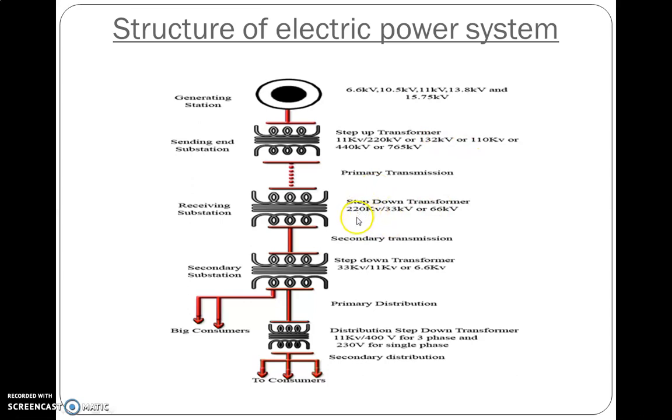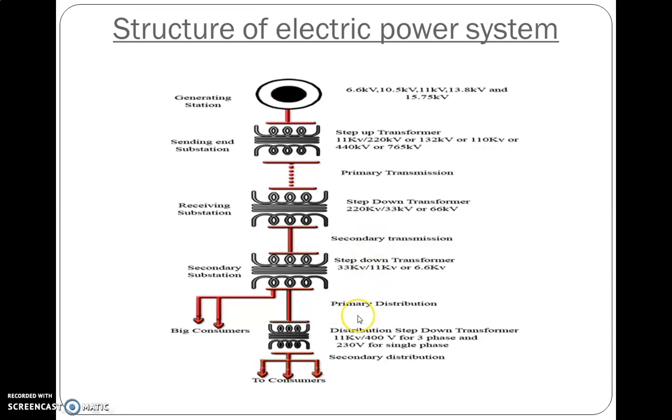In primary transmission, we transmit the voltage taken from the secondary of the step-up transformer to the receiving substation. Here 220 kilovolt on the primary is stepped down to 33 kV on the secondary. In secondary transmission, we again step down the voltage from 33 kV to 11 kV. So transmission consists of both primary and secondary levels.